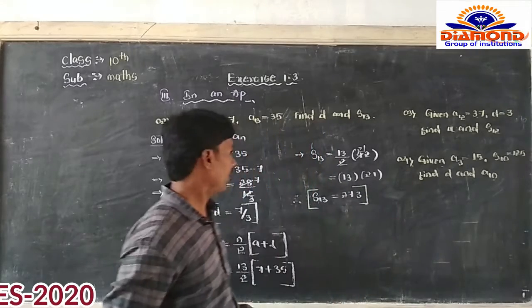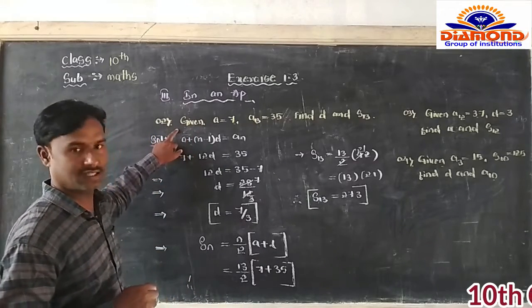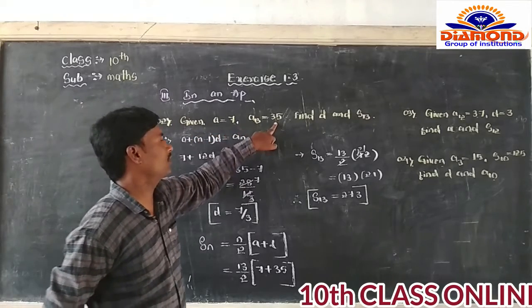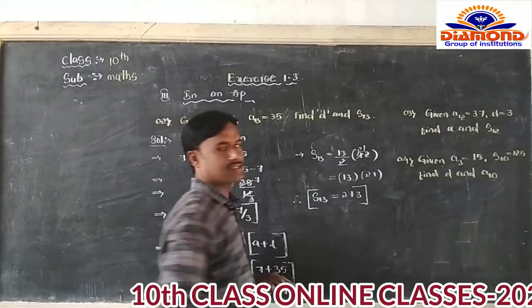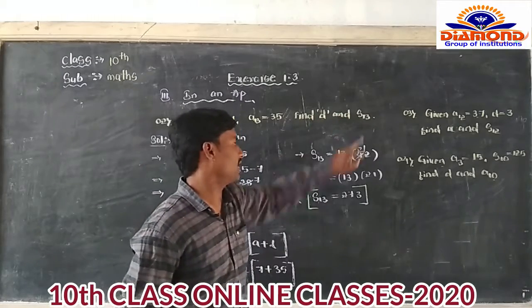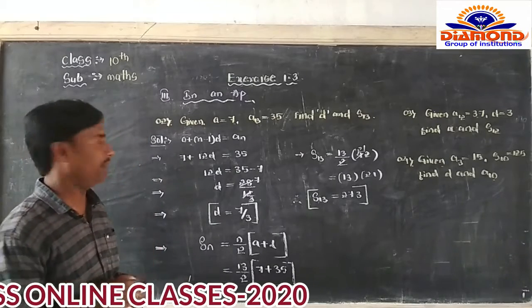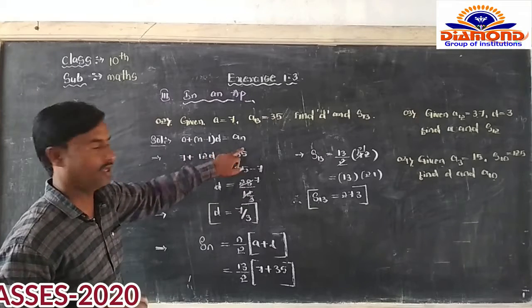Next we will see one by one. Okay, so let us come to that, dear students. Here, what is the second question? Given a = 7 and a13 = 35, find the common difference and S13, the sum of the 13 terms. Let us come to the nth term of the AP: a plus (n minus 1) d is equal to an.